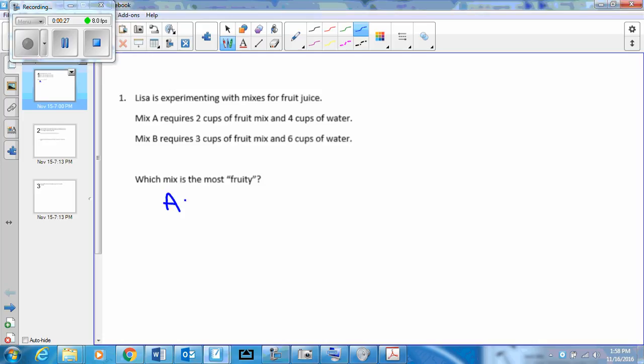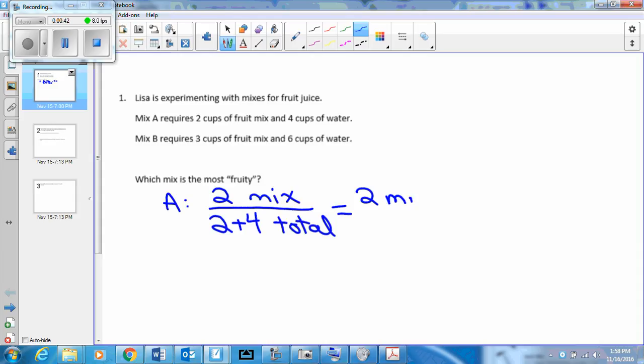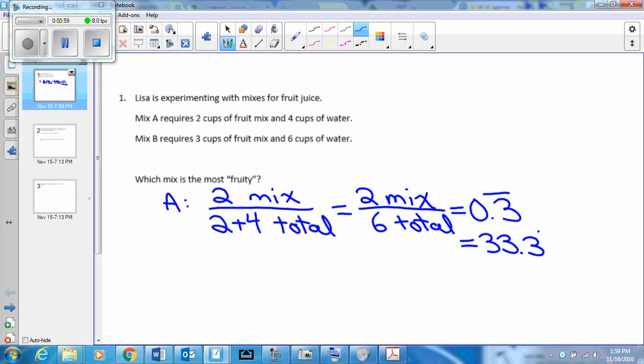So for mix A, I have to compare the amount of mix to the total, and to find the total, remember you have to add together the 2 plus the 4. So if I simplify that, it's 2 mixes to 6 total. I can then divide that out, change it to a decimal, as a decimal 0.3 repeating, and if I change it to a percent, 33.3 repeating percent would be the mix.